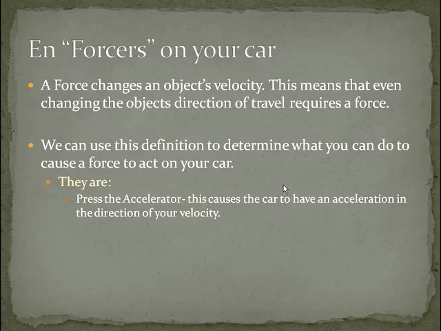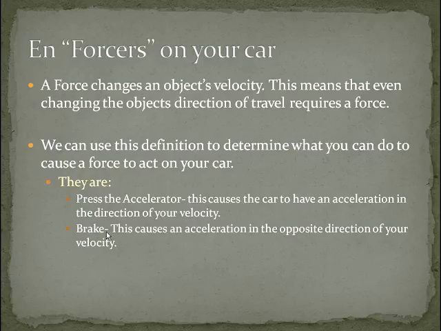Obviously, you can press the accelerator or the gas pedal. This causes an acceleration in the same direction as your velocity, and so it speeds you up. We've already talked about that: when your acceleration and your velocity both agree, your object will speed up, and so the accelerator causes your car to speed up. The brake causes an acceleration opposite the direction of your velocity, and so when you brake, you slow down.